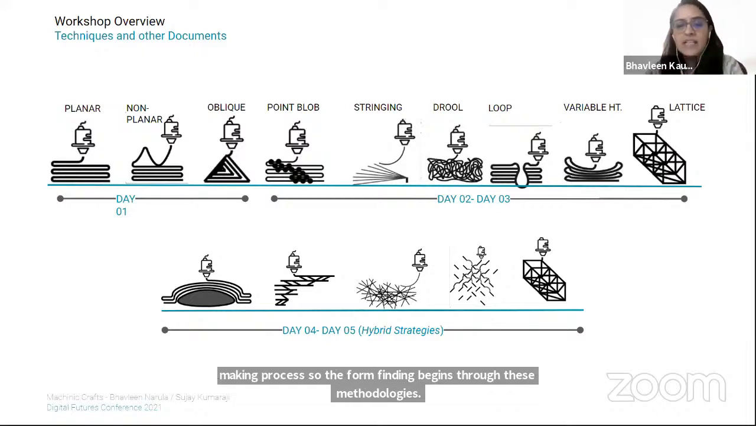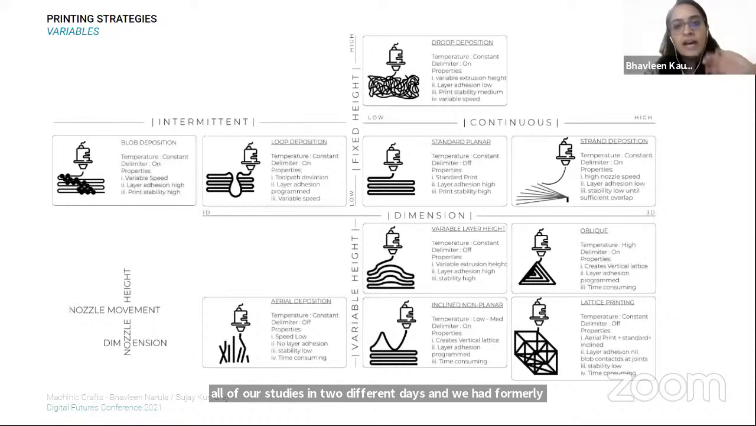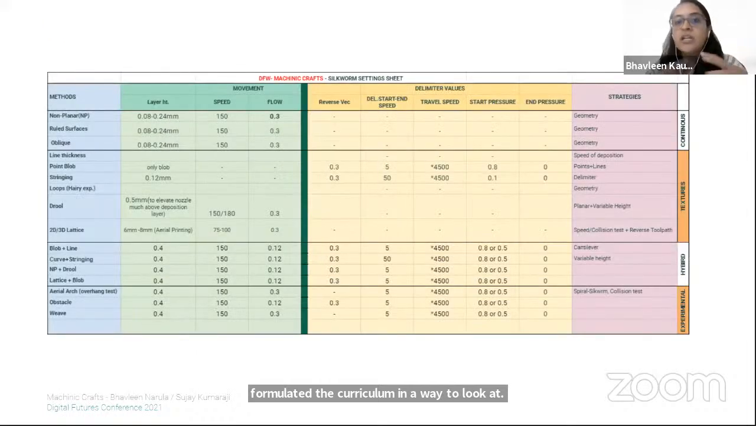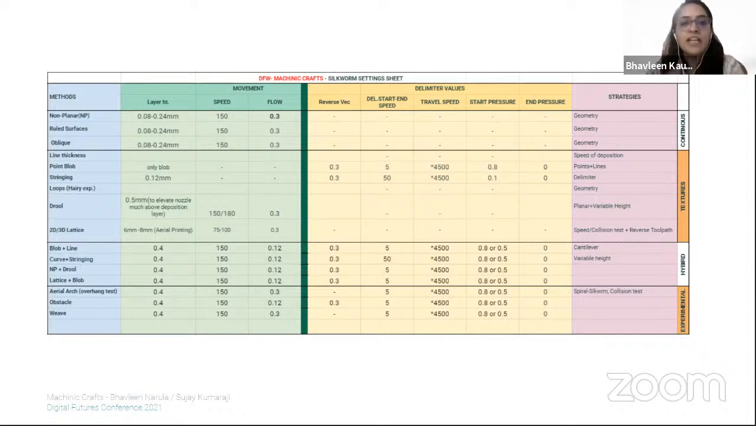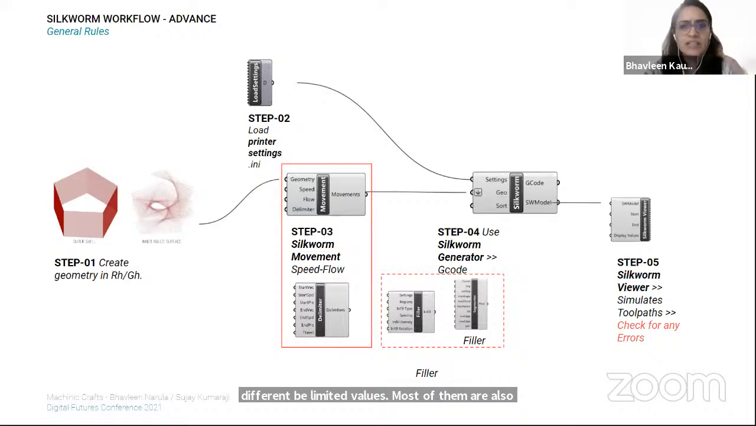So we were categorizing all of our studies into different days, and we had formulated the curriculum in a way to look at how variation in certain parameters could inform new methodologies of production. Students were constantly filling up and getting informed through this kind of a data sheet, which would tell about different parameters like layer height, speed, flow, what are the different delimiter values. Most of them are also getting informed from some of our precedent studies that we discussed during our lectures in the studios.